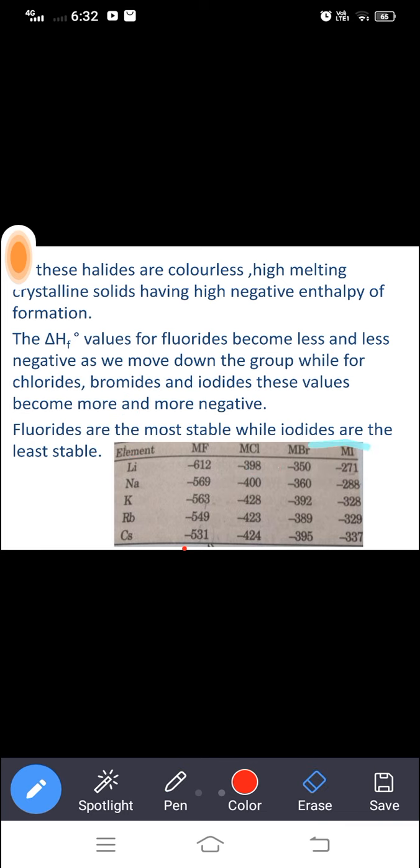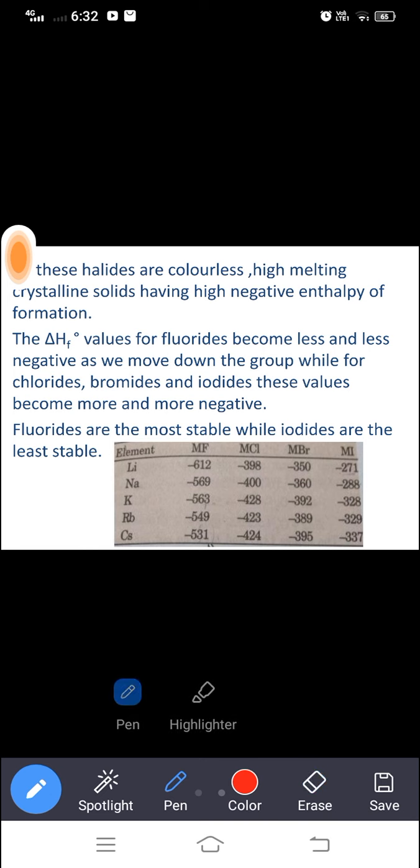Now why does it increase when you move down the group? When you move down the group in the metals, the ionization energy keeps on decreasing, that we discussed in the previous slide. As ionization energy decreases, what will happen? Chlorine can easily withdraw the electron and bond formation takes place, like sodium chloride, potassium chloride and rubidium chloride. So it will form a stable compound. That is the reason.